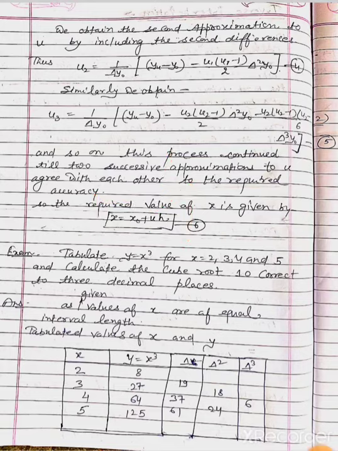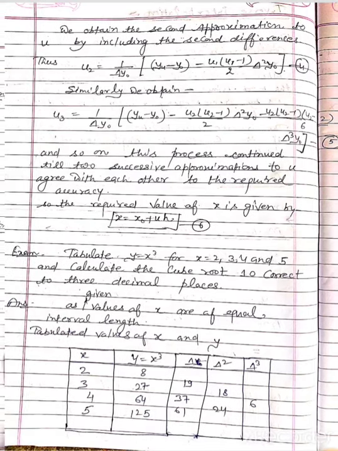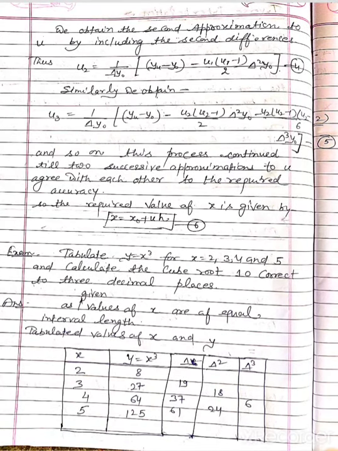Now let us take an example of this method. The example is: tabulate y equals x cube for x equals 2, 3, 4 and 5, and calculate the cube root of 10 correct to 3 decimal places.